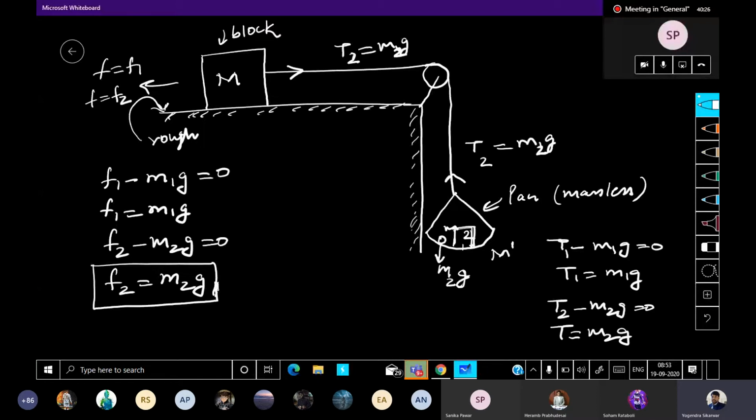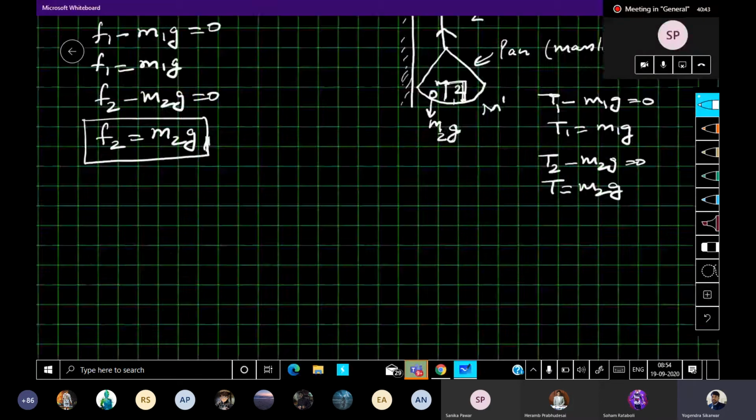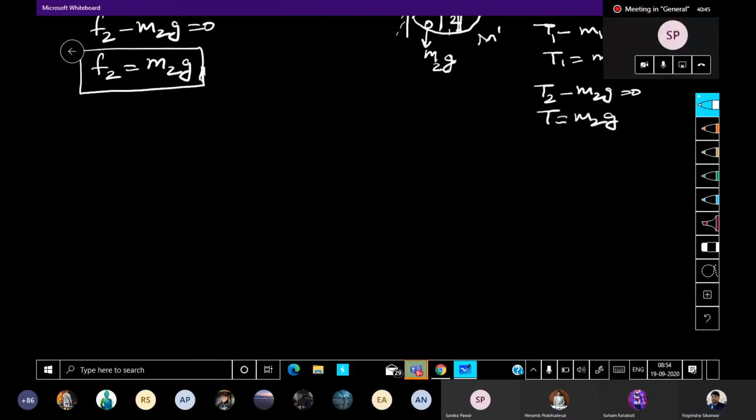And this value of friction is called limiting friction. And this type of friction is called static friction. So please write static friction.